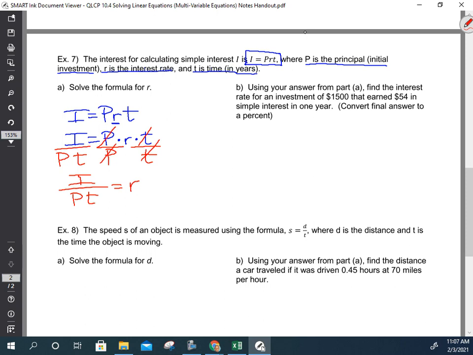I check, make sure R is by itself. It is. That's solved. So that's solved for. Any questions? Part A.